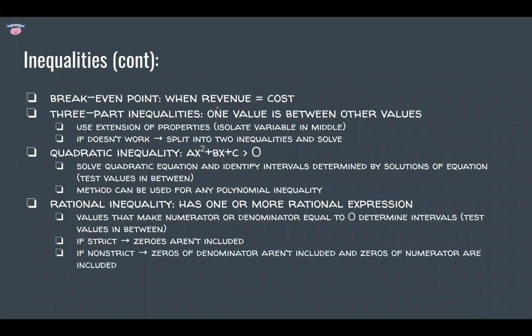But if it's non-strict, then the zeros of the denominator aren't included, but the zeros of the numerator are. I know it's hard to see over here because the text is covering it, but the zero of the numerator is x equal to -3. This is included if it's a non-strict inequality, so basically, if it's a greater than or equal to. The zeros of the denominator, x equal to 5 and x equal to -1/2, aren't included because they make the denominator 0.